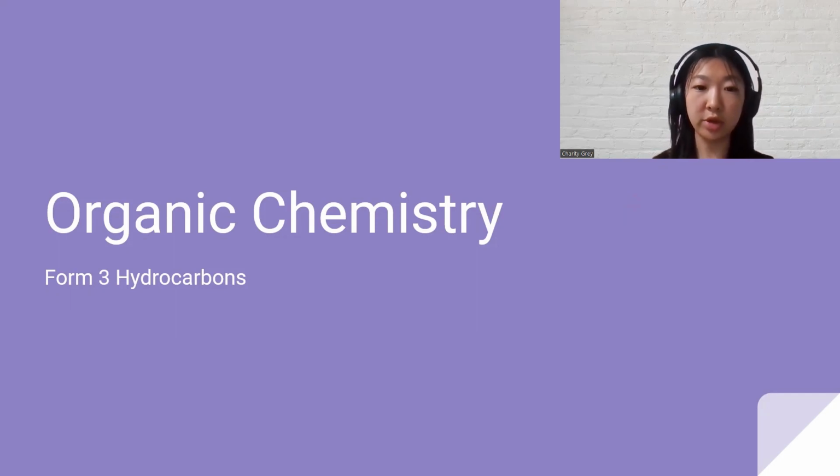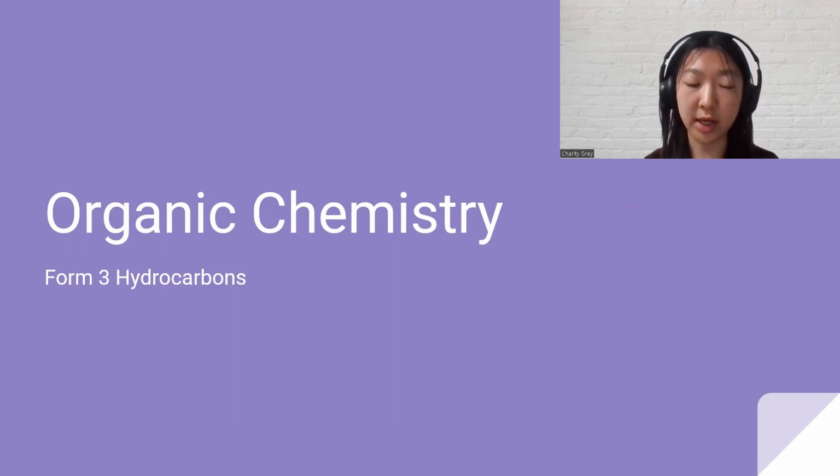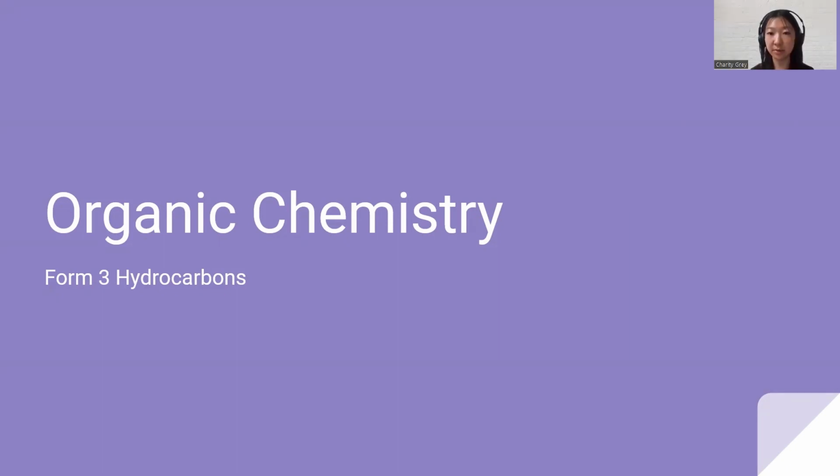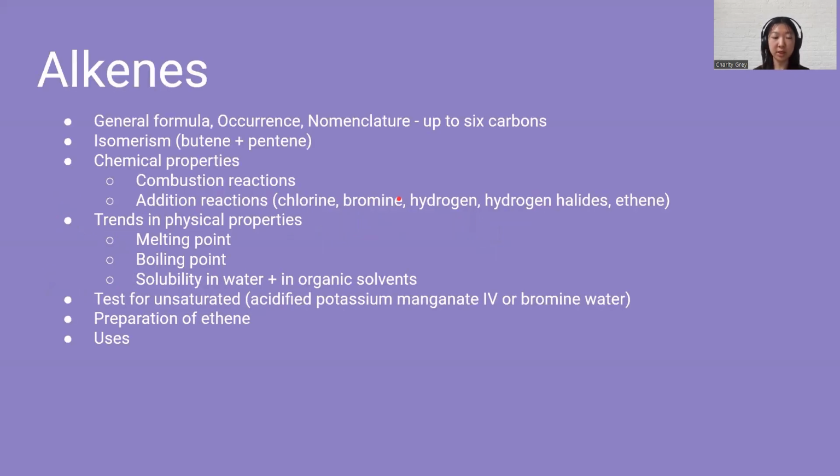Today we will be continuing on learning organic chemistry. This is part three of our organic chemistry form 3 hydrocarbons, and we will only be learning alkenes. We won't cover all of alkenes because there's a lot to learn about alkenes this time. But we will do the rest of the alkenes in another video, and we'll do some of the alkenes in this video. Okay. So let's get started.